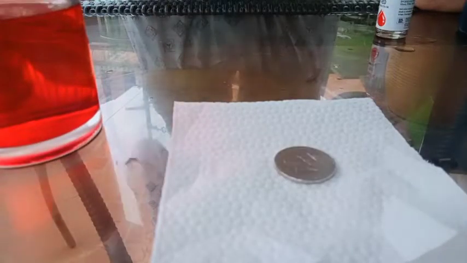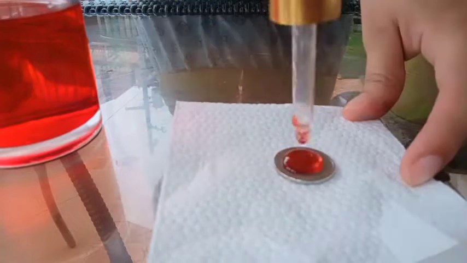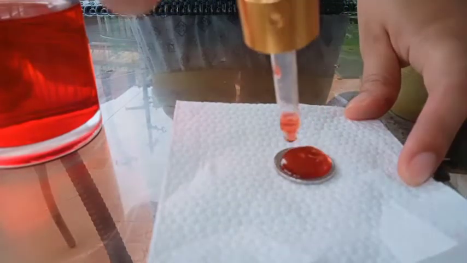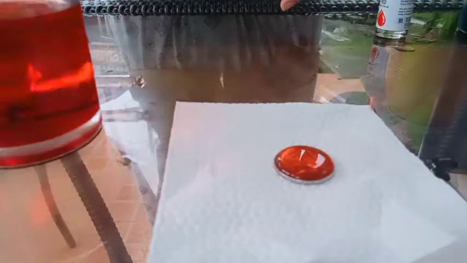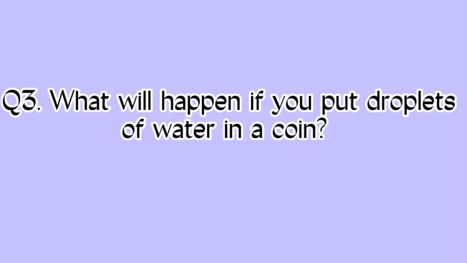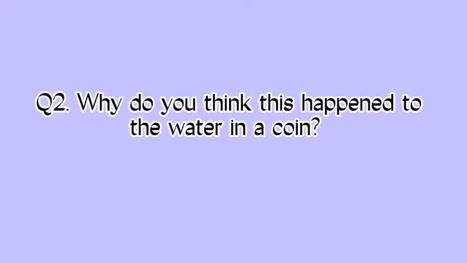Using your dropper, put drops of water onto the coin. Observe what happened. What will happen if you put droplets of water on a coin? The droplets of water stayed in place and bulged over the size of the coin. Why do you think this happened to the water on a coin? Cohesion holds the droplets together and adhesion holds the drops on the surface of the coin.